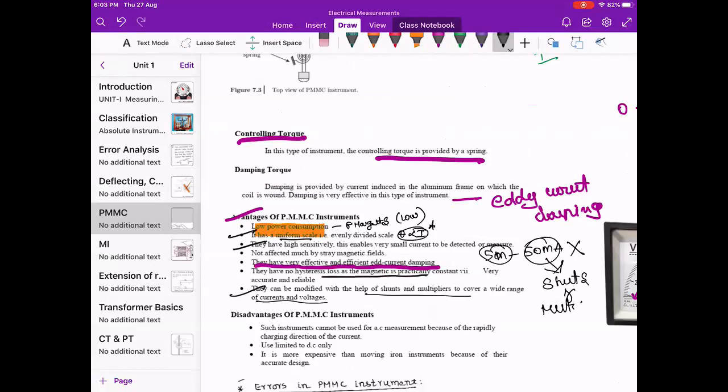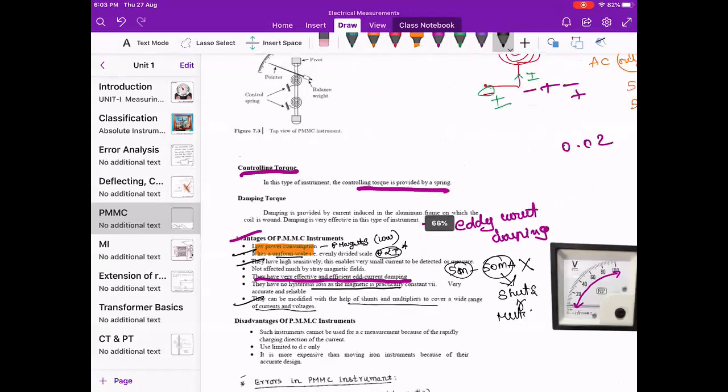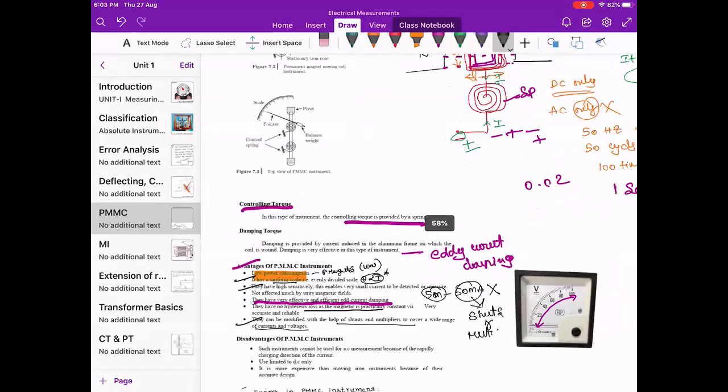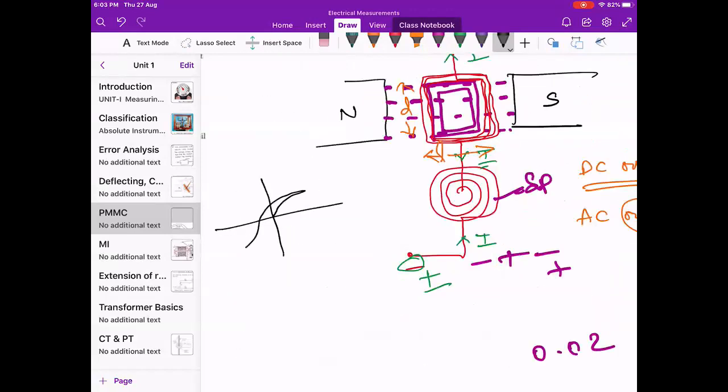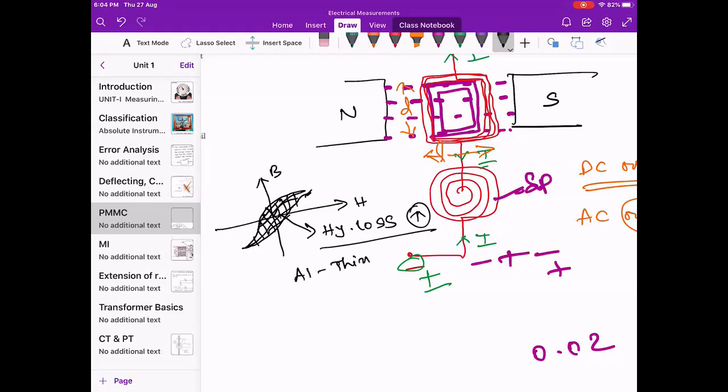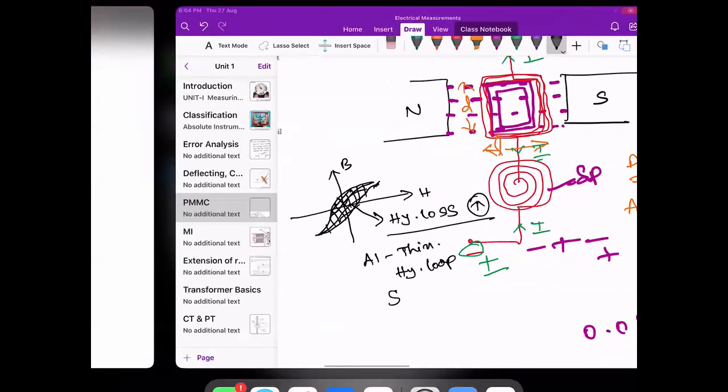Next, there is no hysteresis loss. Hysteresis loss: whenever we are using an aluminum former, there is what is known as a BH loop. Okay, BH. If this area is very high, hysteresis loss will be high. Similarly, if the area is very small, hysteresis loss will be small. Aluminum has a thin hysteresis loop. That's why there is small or negligible hysteresis loss. Okay, that is one point here.